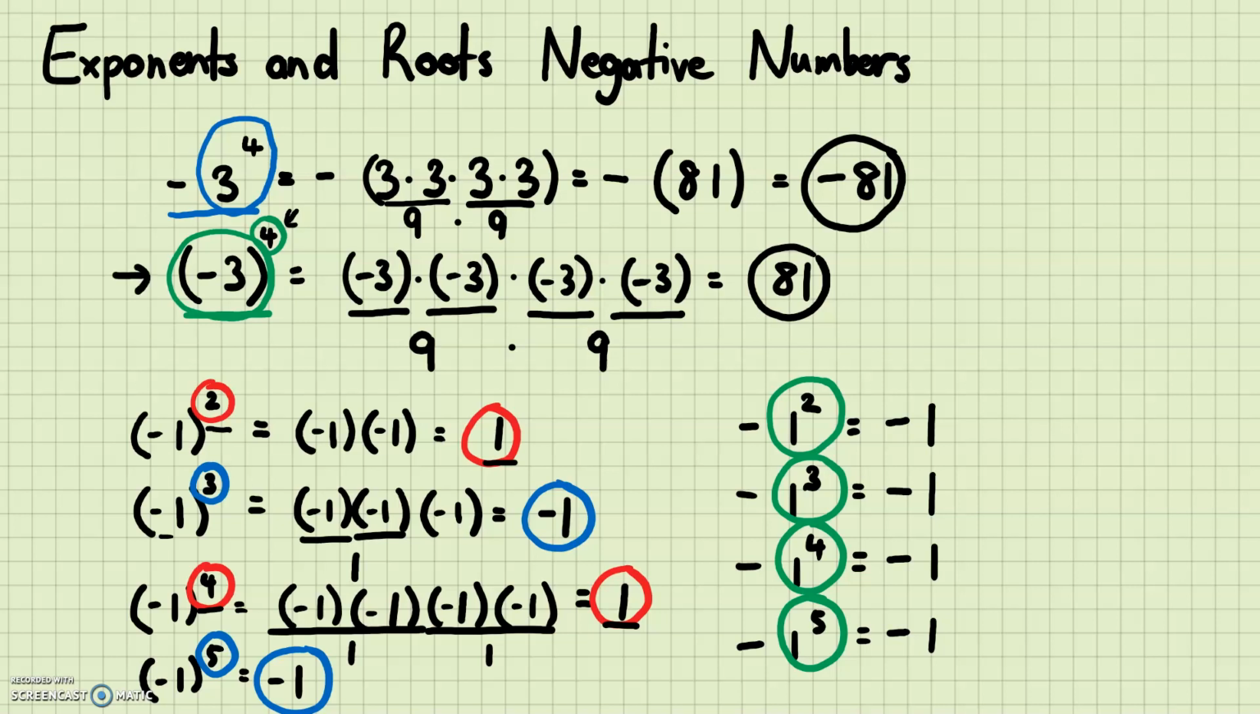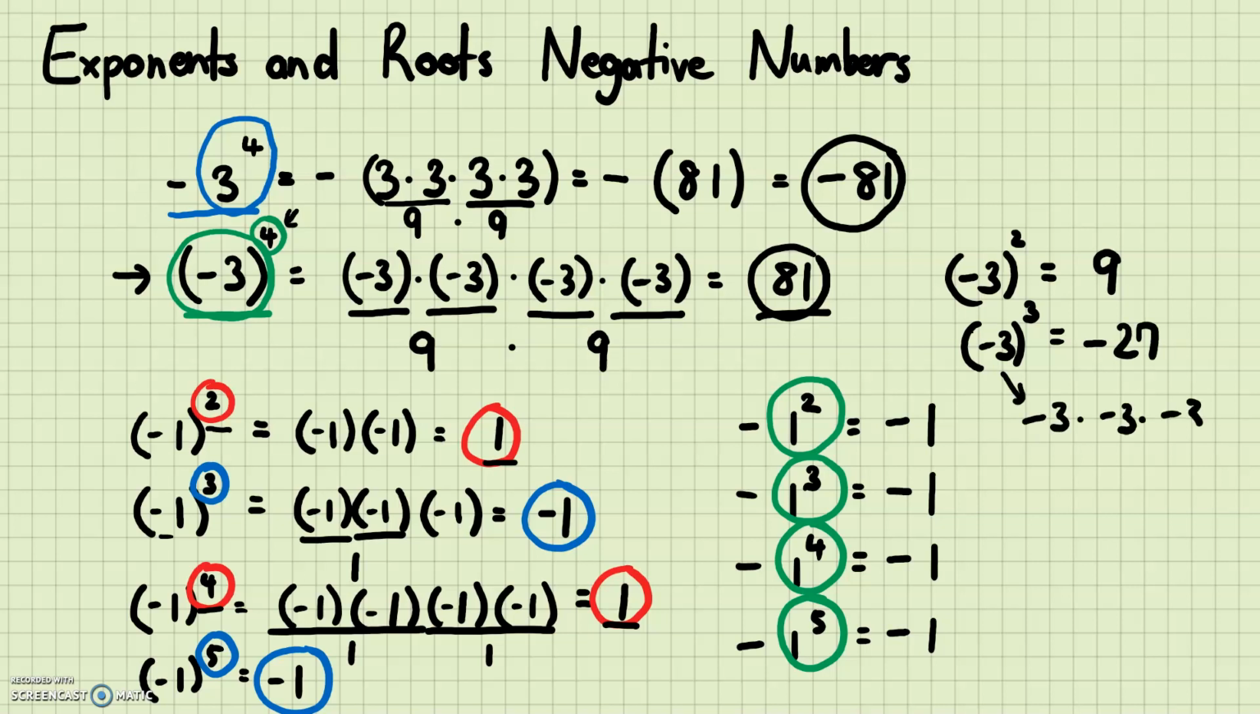When negative 3 was raised to a fourth power, an even power, it became a positive number. And you'll see the same thing happening when you're squaring it. Negative 3 squared is going to be a positive 9. But negative 3 cubed is going to be a negative 27. And if you don't believe me, you can actually try multiplying negative 3 three times, and you're going to get negative 27.